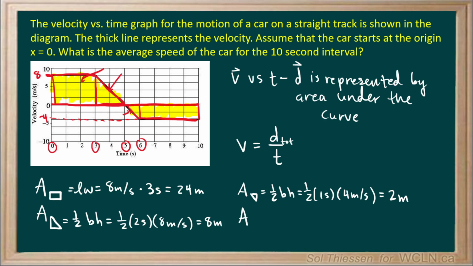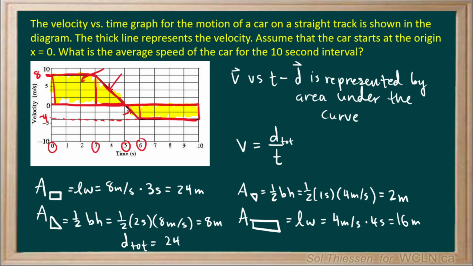And then finally, we want the area of the last rectangular segment, which will be length times width, where the width is from 6 to 10 seconds, and the length is from 0 to -4 meters per second. Again, we're taking the absolute value, so we'll just have 4 meters per second times 4 seconds, which is 16 meters.